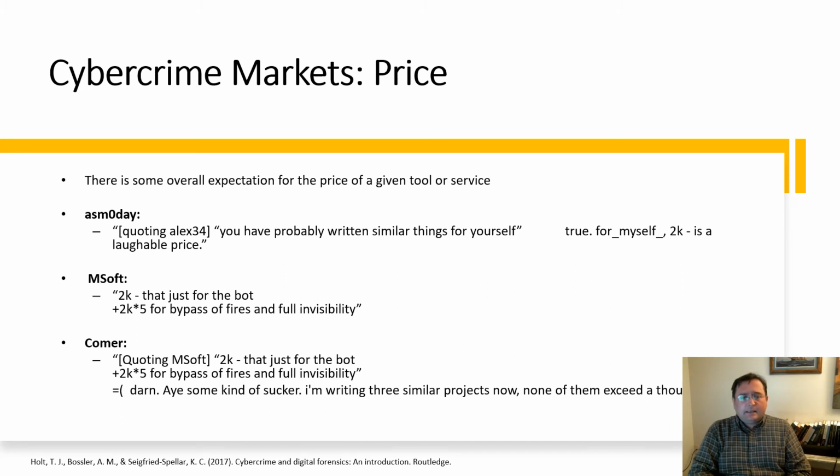And here you can see some examples of the price of a given tool or service. You have probably seen similar things yourself. Here we see another communication: 2K, that's just for the bot, and for bypass of firewalls and full invisibility, 2K, that's just for the bot. And again, the discussion about price is an important matter for all businessmen, and they are running their business like businessmen. Okay.